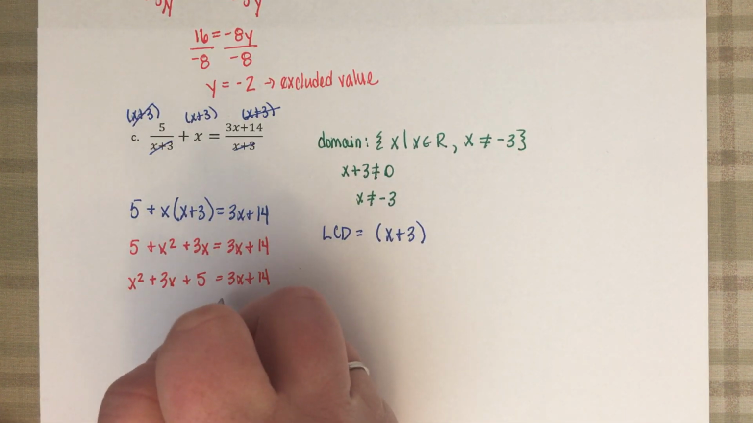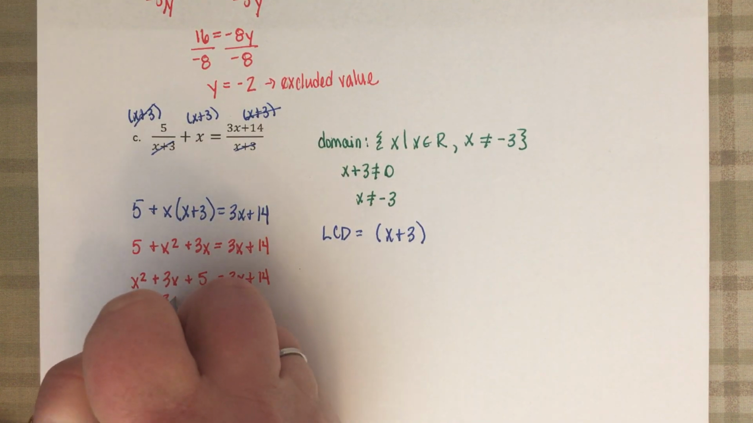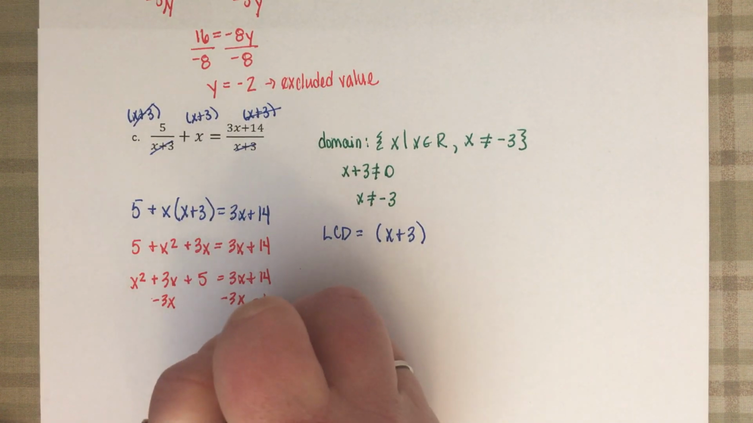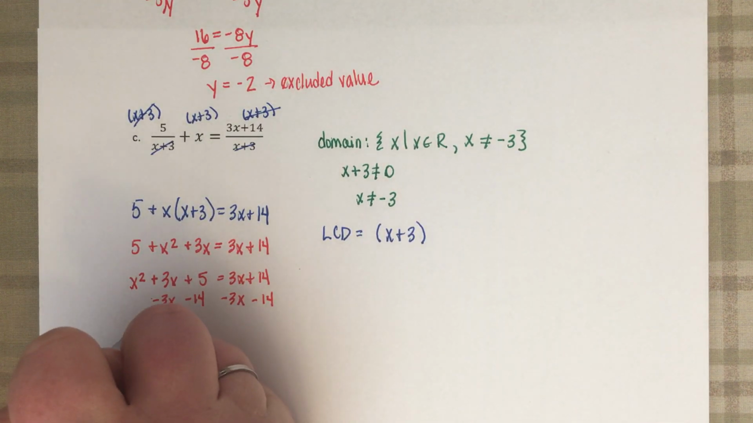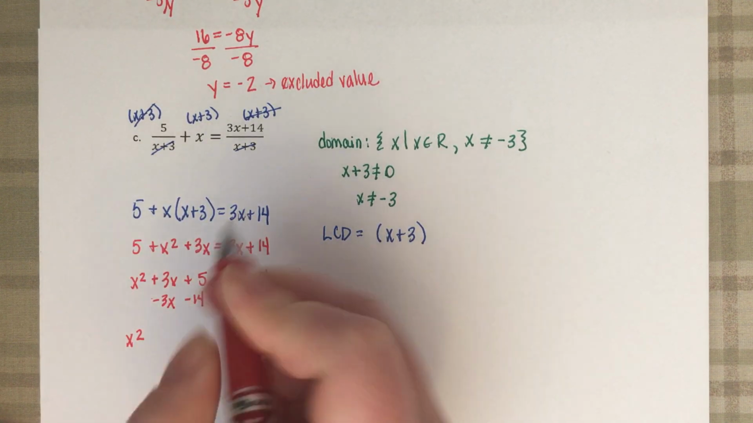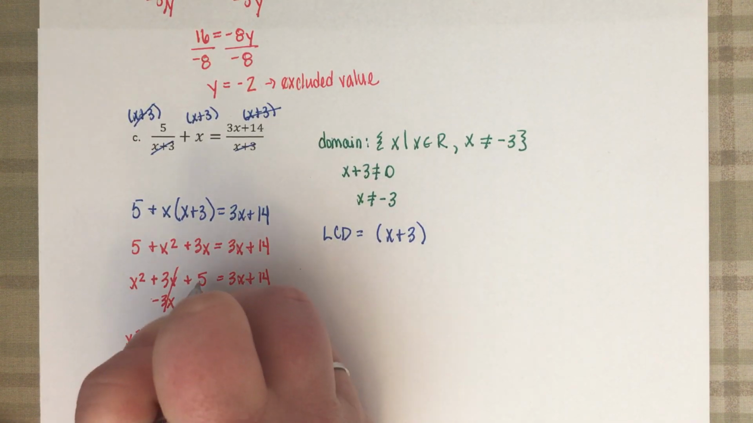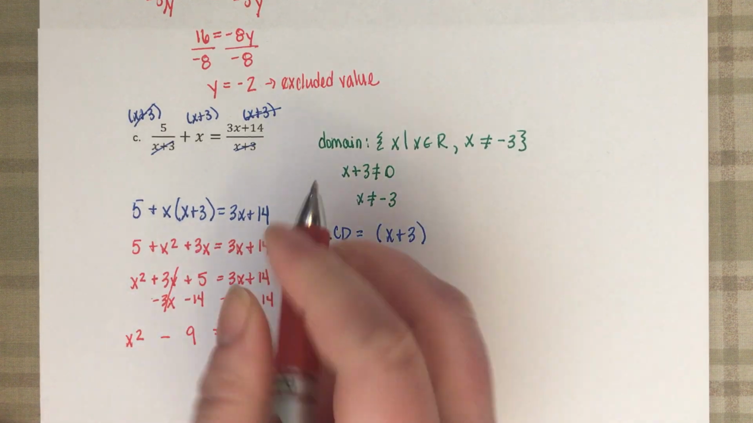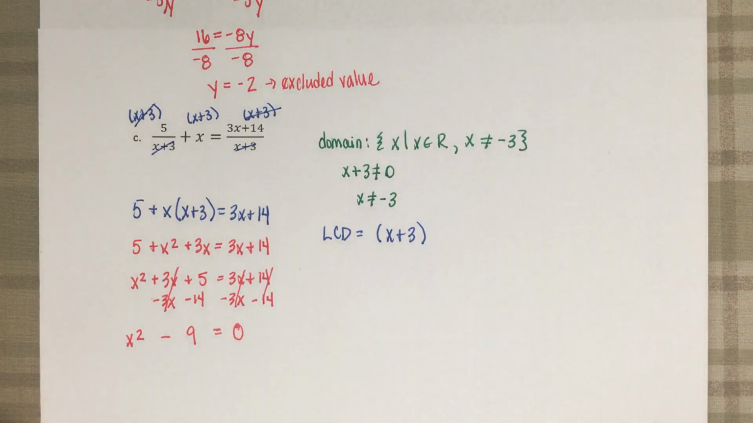So I'm going to eliminate this positive 3x, so I'm going to subtract 3x from both sides, and then I'm going to subtract 14 from both sides. So on this left side, I now have x squared. Those 3x's cancel. 5 minus 14 gives us -9. On the right side, everything cancels and we're left with 0.